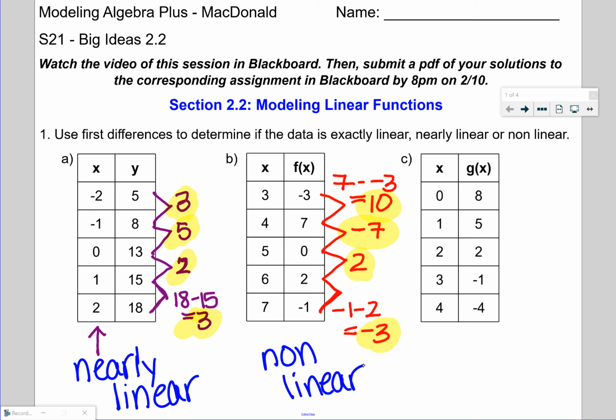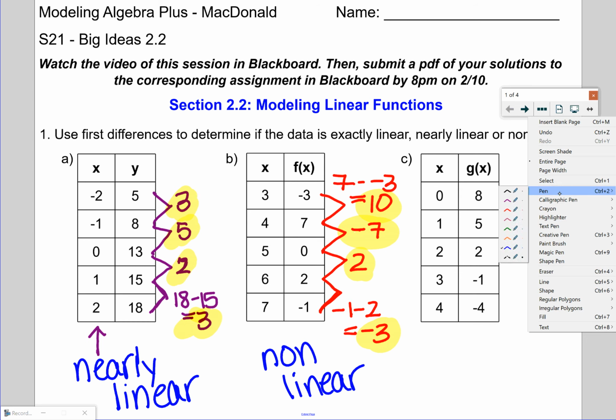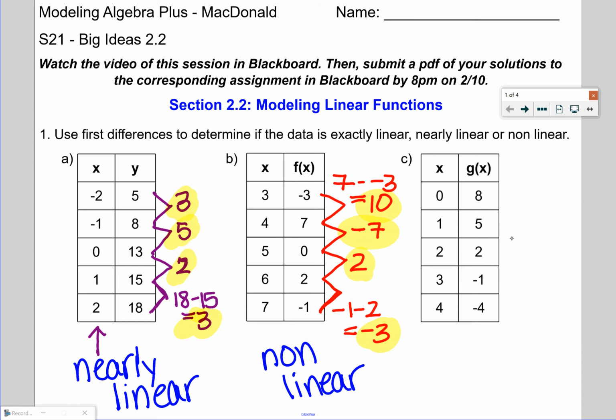Okay. Finally, let's look at C. Again, we've got all of our x values that are consecutive. Notice in this problem and the last one, they're not saying y. They're giving us that function notation that we practiced. So this is function g that we're going to look at for this example. All right, so I have -4 minus -1 first. Remember that means -4 plus 1, which is -3.